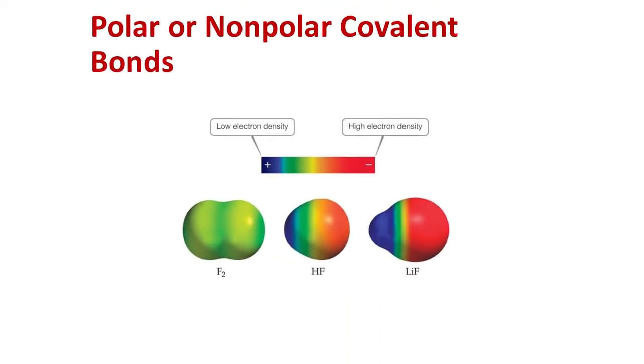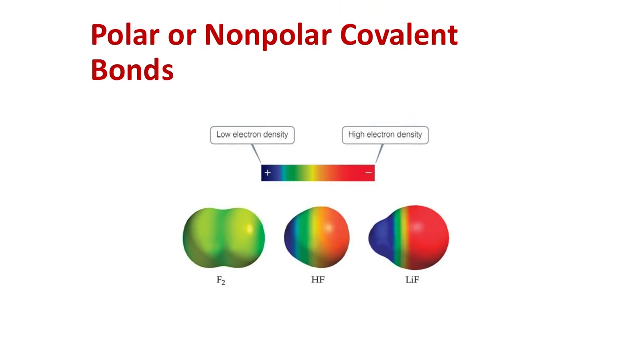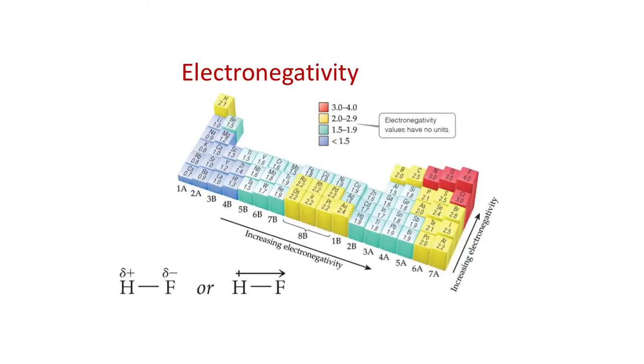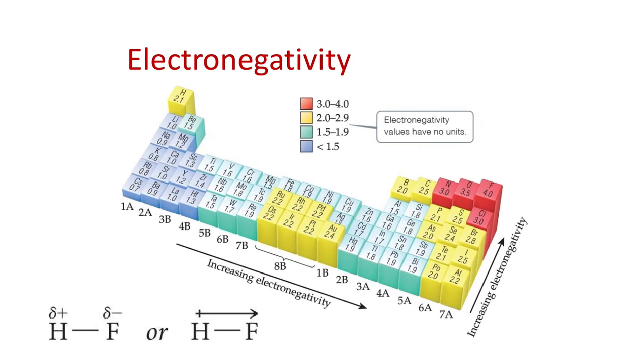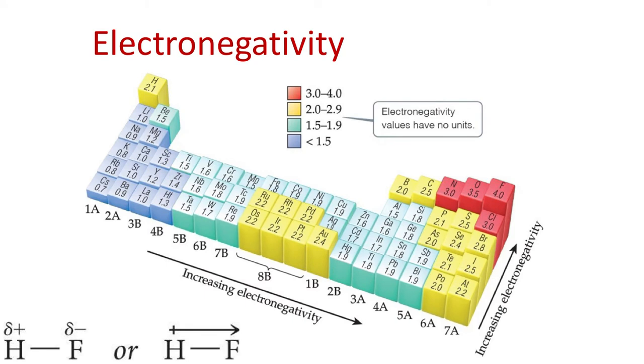Okay, so here's a picture of F2 versus HF, where we're going more plus-minus for LiF, 0, 0 for F2, and then a partial plus and a partial minus for H and F. If we look at an electronegativity chart, we can get a sense for different nuclei, what's their pull for electrons in bonds?